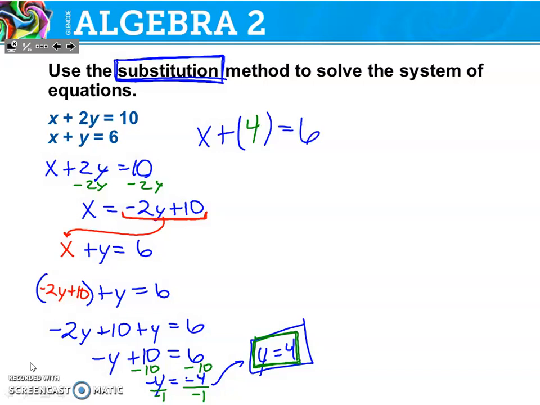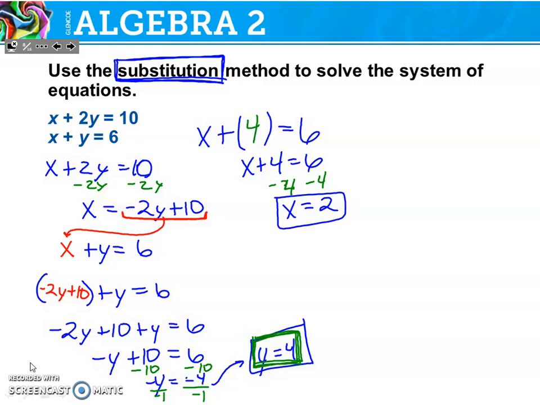Okay, and I've got that x plus y equals 6, but instead of a y, I'm entering a 4 in there because we just found that y equaled 4. So this is x plus 4 equals 6. I would need to subtract 4 on each side. And when I do that, I get that x equals 2.